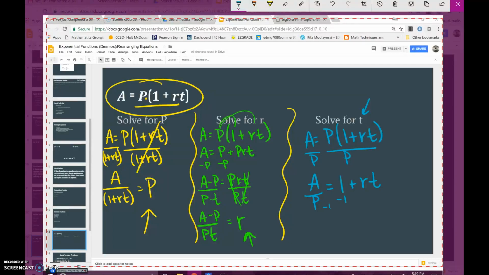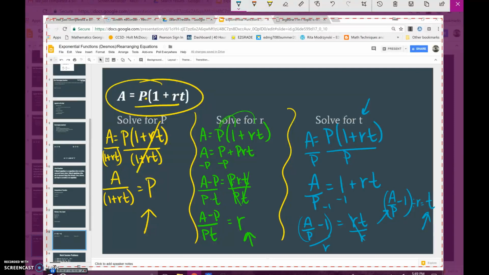We'll subtract 1 on both sides. So we have A divided by P minus 1 equals RT. And to get T by itself, we divide by R. So our final answer is how I'm going to write it, just to make our lives a little simpler so I don't have to deal with these fractions: A divided by P minus 1, divided by R, equals T. It's because we divided this whole quantity here by R. So again, T is by itself, and all we did was move variables around.